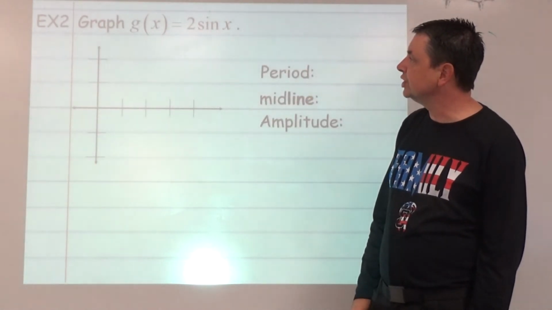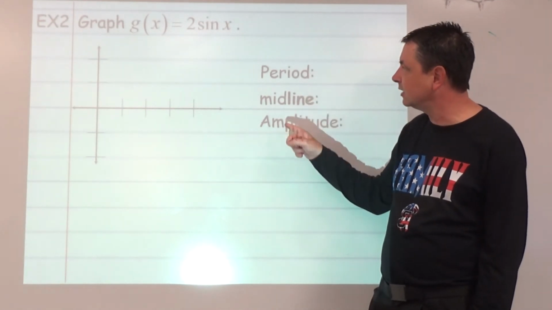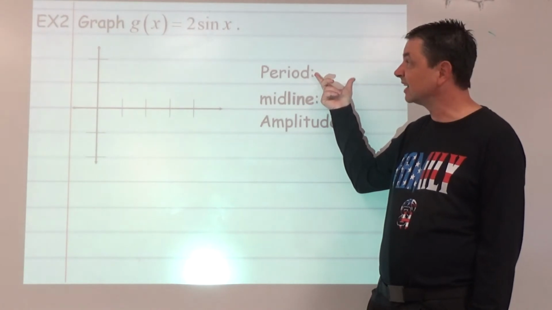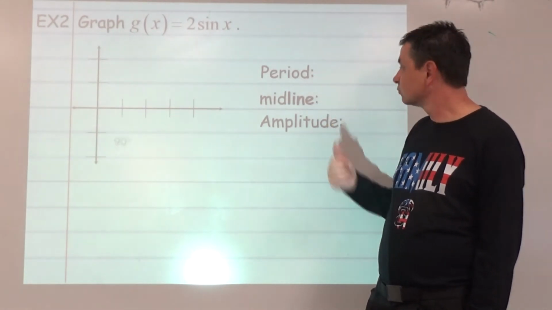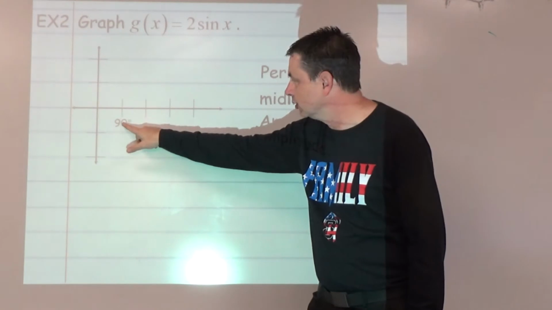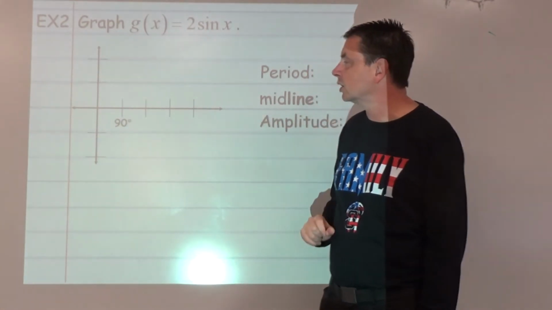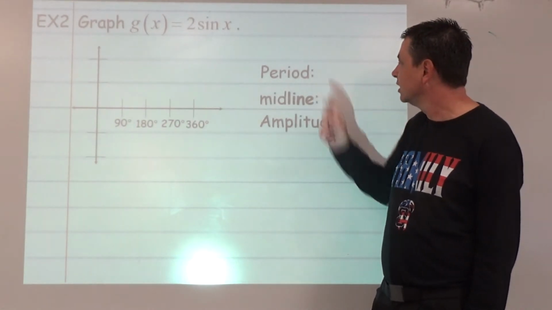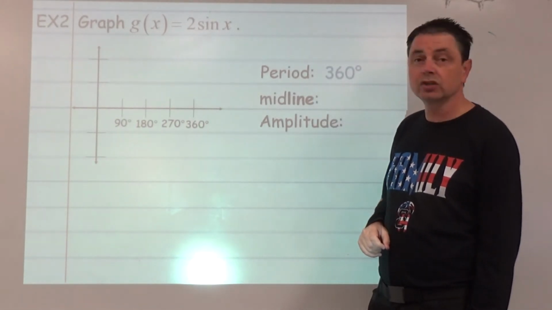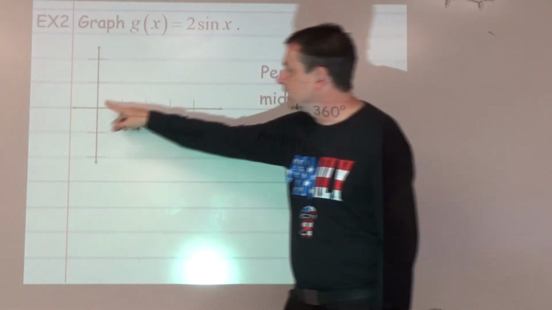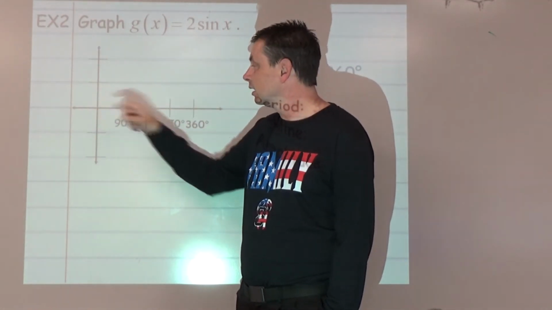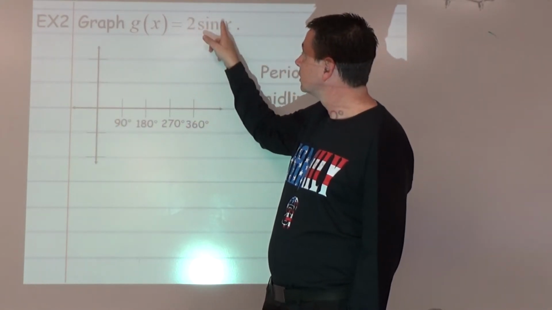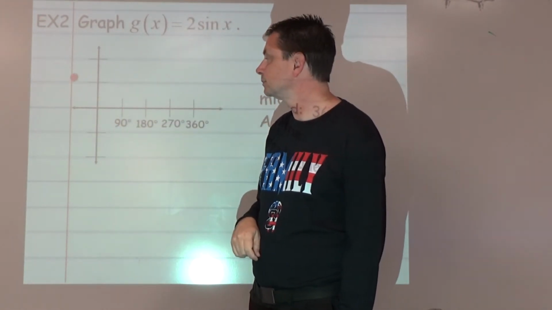Example number 2. g of x equals 2 sine of x. Period, as I've said, I'm not going to change it: 360 degrees. Let's label our quadrant angles, 90 degrees, 180, 270, 360 degrees. Period, 360 degrees. Sine starts at 0, 0, because the sine of 0 is 0. 0 times 2 is still 0.